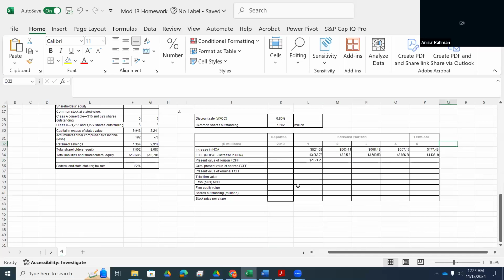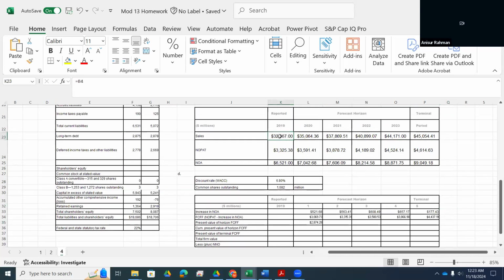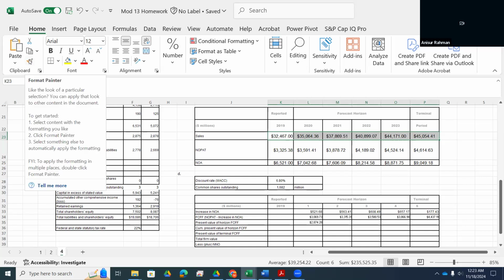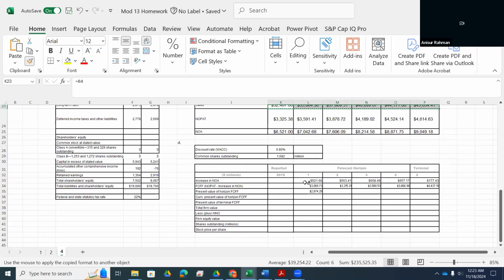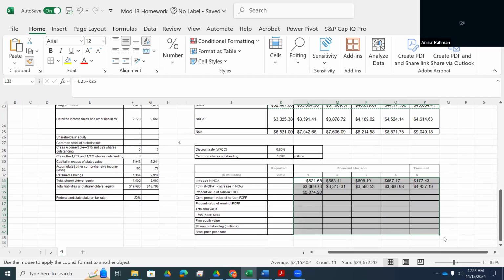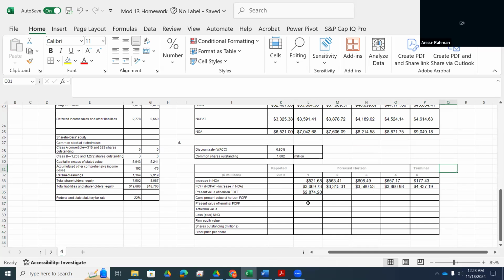So let me do one more thing. As before, I will highlight these cells and then double click on this painter brush, so that these numbers are visible more clearly. Okay, so I calculated this and then I will pull this across up to year 4. Remember, for year 5, we have to apply the terminal value formula.